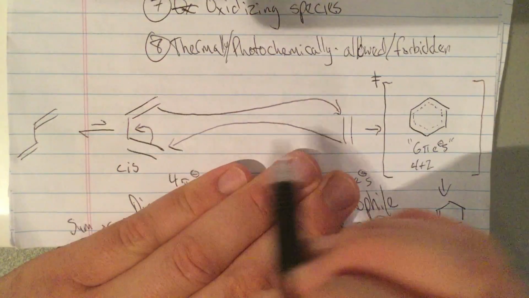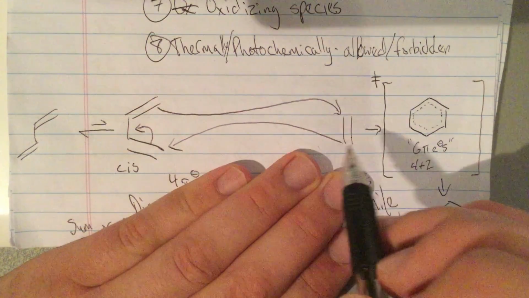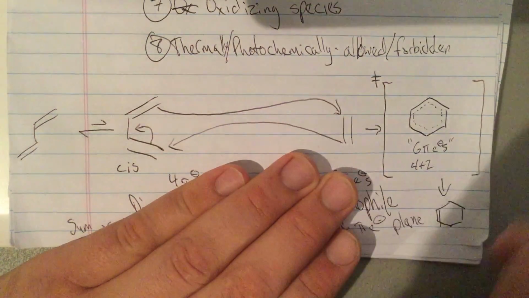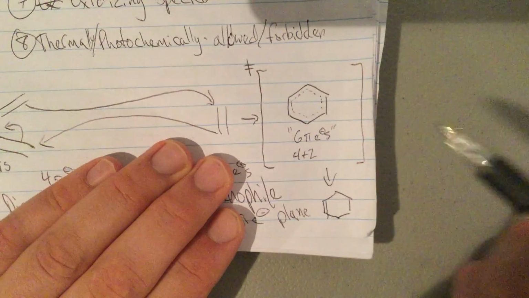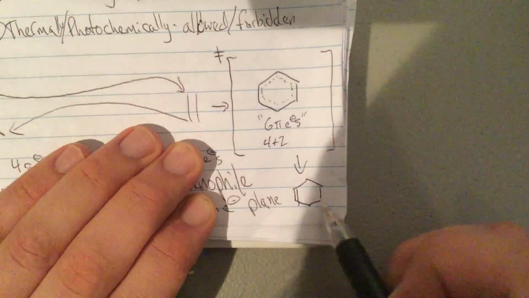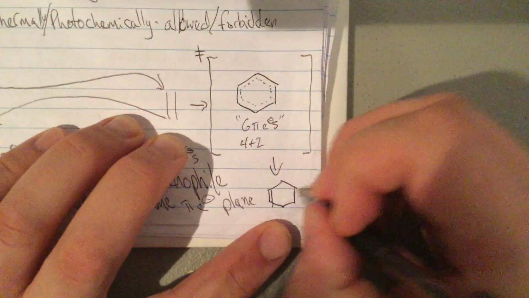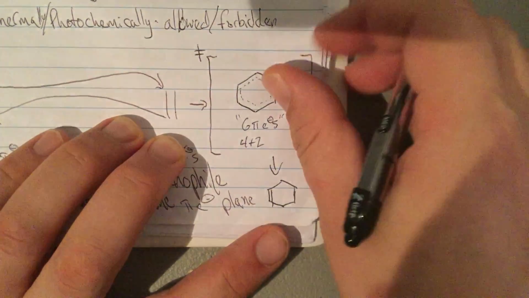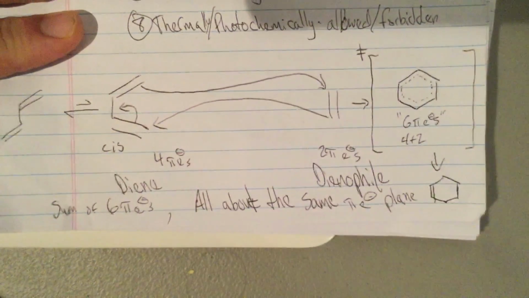So the 2 sigma bonds that are established here are between the dienophile and the diene, basically working in concert. In other words, all together. Now you see here that you have cyclohexene as your product. So this is going to be more stable than these 2 forms alone.